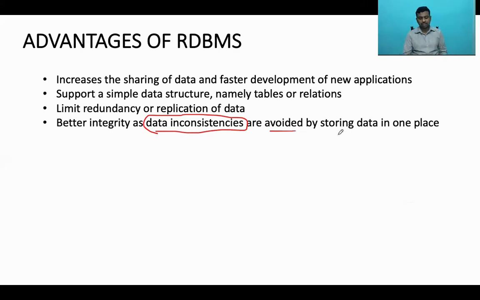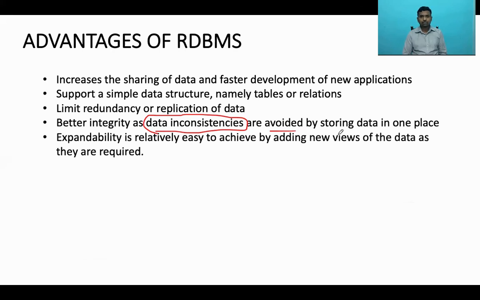Simple, right? Now expandability is relatively easy. Whenever I want to expand something or add something, in the file system it is not possible at all. In the hierarchical model, it is possible with a lot of constraints. In the network model, there are a lot of confusions. But with RDBMS, expandability is very, very easy when compared with other DBMS models. Better backup and recovery, that's very important. We can back up our data and retrieve our data easily and as per our requirement.